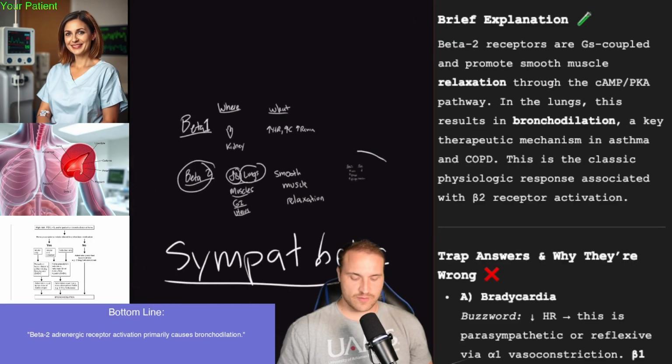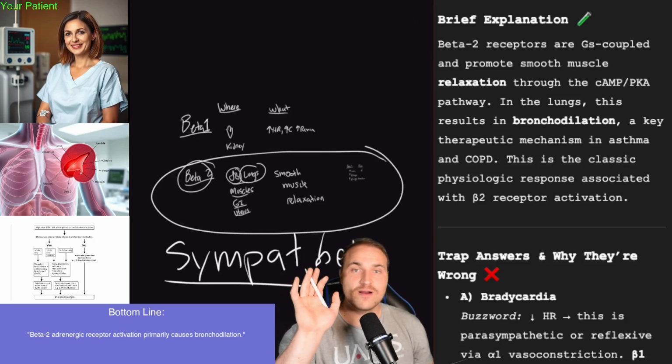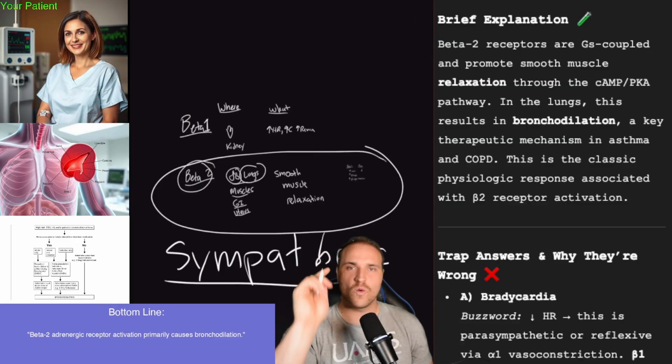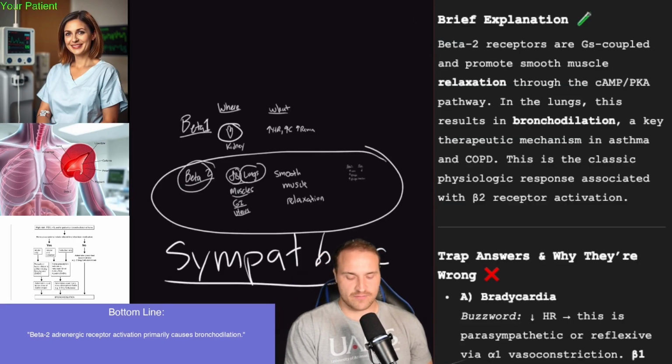Okay, so the big point here for beta-2 is that we are doing smooth muscle relaxation everywhere except for one place. What is that one place we're not doing? The heart. Why? Because the heart you only have one of, and it's a beta-1. The lungs you have two of, and so it's beta-2. That's the way that you should try to remember this, okay? And so this question's like, okay, which one are we activating?